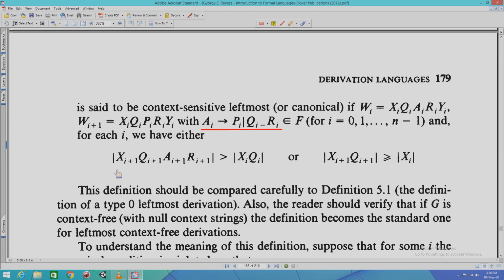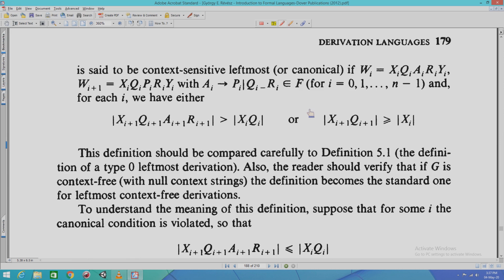So Wi changes to Wi+1, where this production is used. This is a context sensitive production, meaning it has left and right contexts, A and P. This is known as a leftmost derivation if the length of the string XQR is greater than the length of XQ. Length of a string means how many elements are there in this string. So the length of this complete string is greater than the length of XQ only, meaning the first two portions.